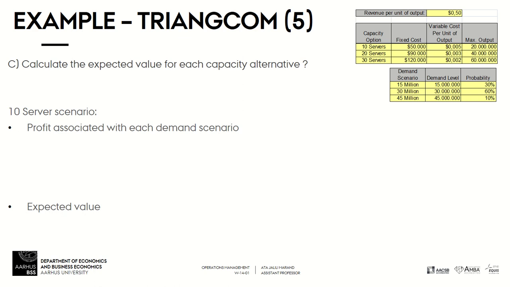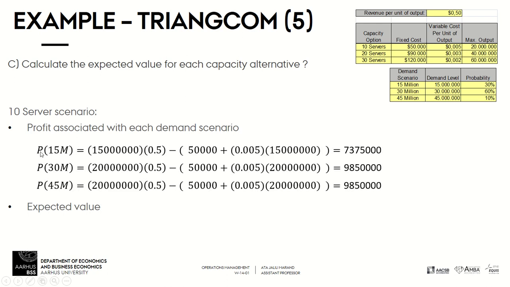In the last part of the example, we need to calculate the expected value for each capacity alternative. And here we are doing the calculations for the first alternative with 10 servers. Similar to the previous example, we need the fixed cost and variable cost of the first alternative, and also we need to know about the demands in each demand scenario and of course the associated probability.